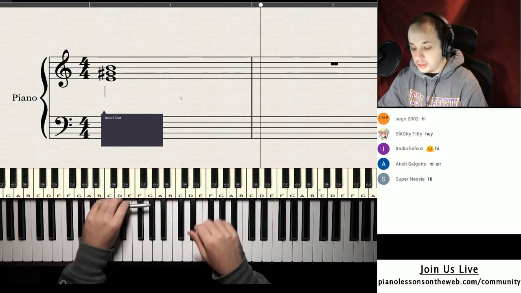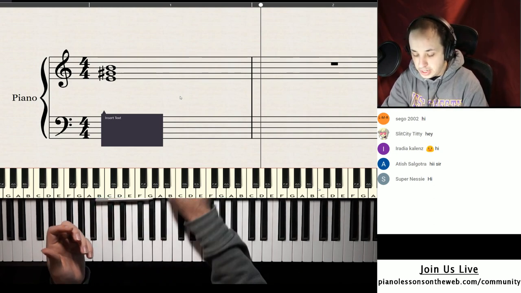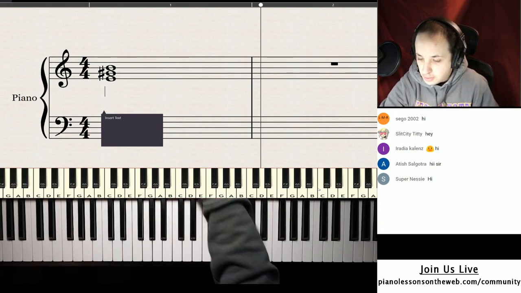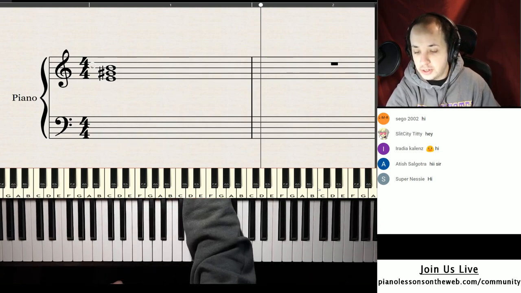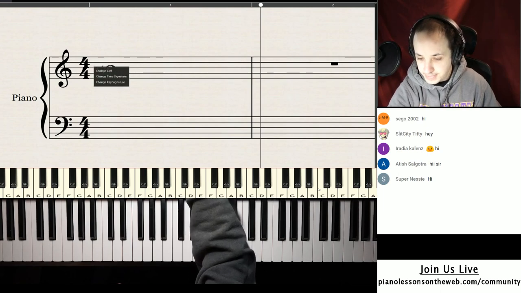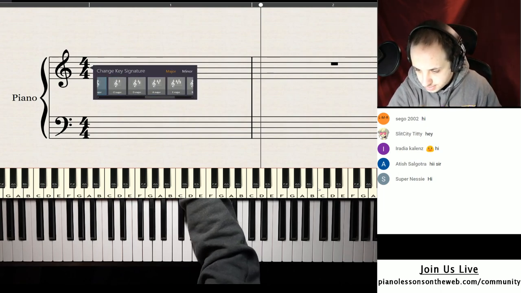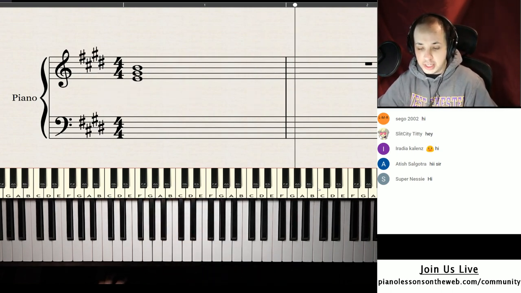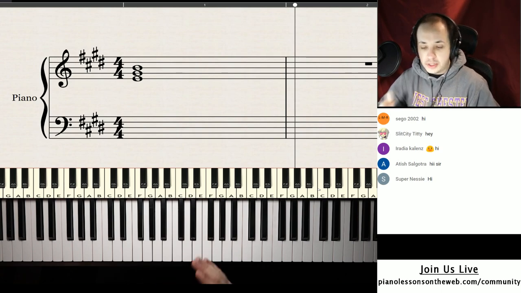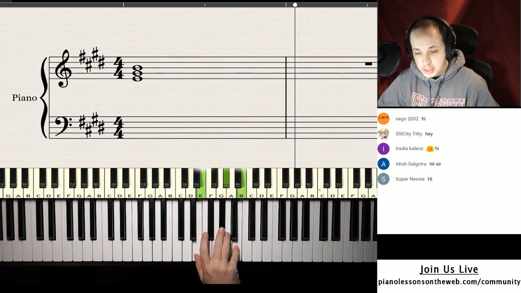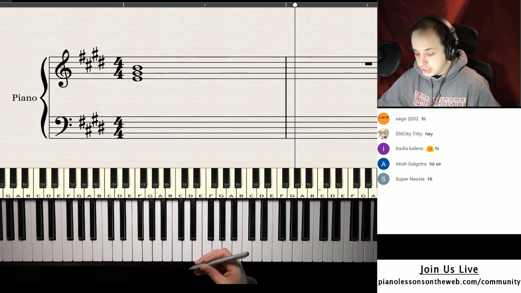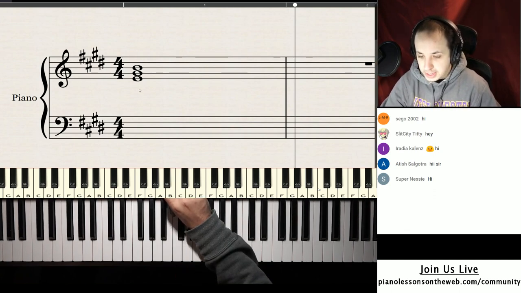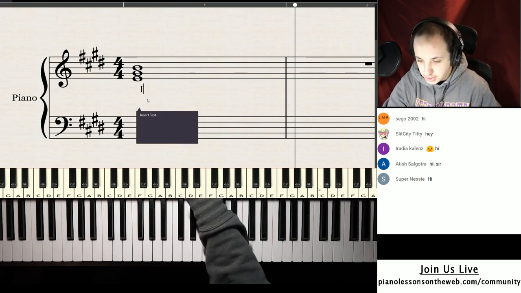So a lot of times what they'll do is they'll write the Roman numeral of whatever chord it is. So say we are in E major. Let me change our key signature here. Okay, we have 4 sharps: F, C, G, and D. And basically, to simplify it for you, if you have an E major chord and we're in the key of E major, that's what we call a 1 chord, or a tonic chord. And it's written as an uppercase I. So it will look like this.